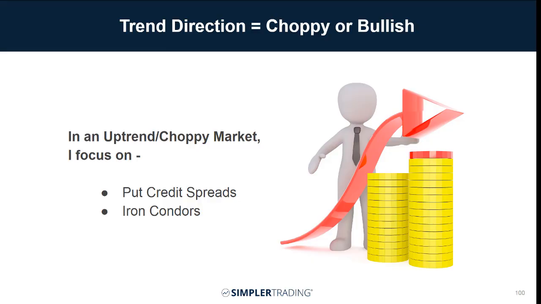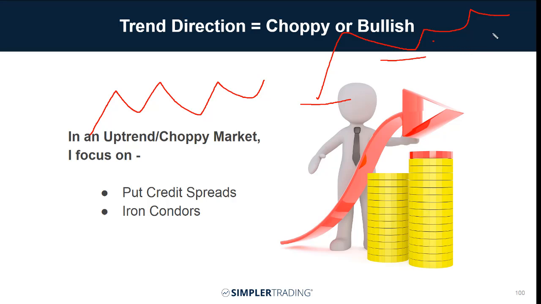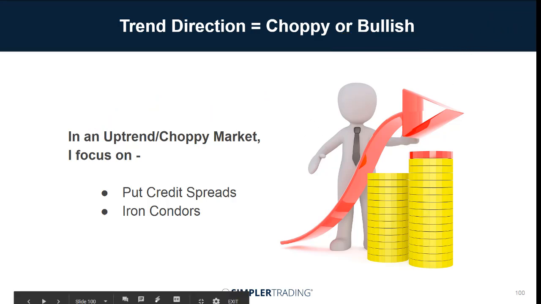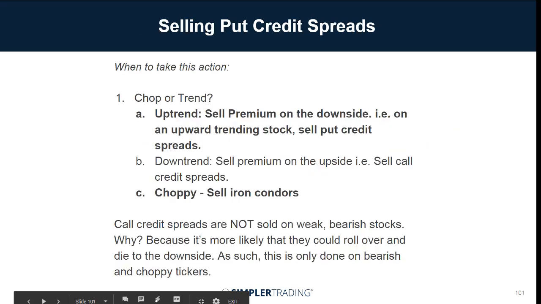So why would you do this? You would want to do it in an uptrend or choppy market. I focus on these put credit spreads or iron condors in a market that looks like this, choppy, or nice solid uptrend. My favorite is the uptrend because I like to maximize that with calls as well, but you can also do the iron condor if it's pretty choppy.